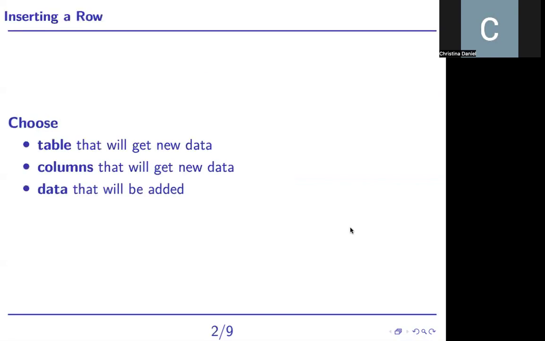Let's start by understanding the basic steps involved in inserting a row into a table. First, you need to choose the table that will receive the new data. Then, identify the specific columns that will be updated with the new data. Finally, gather the data that you want to add.